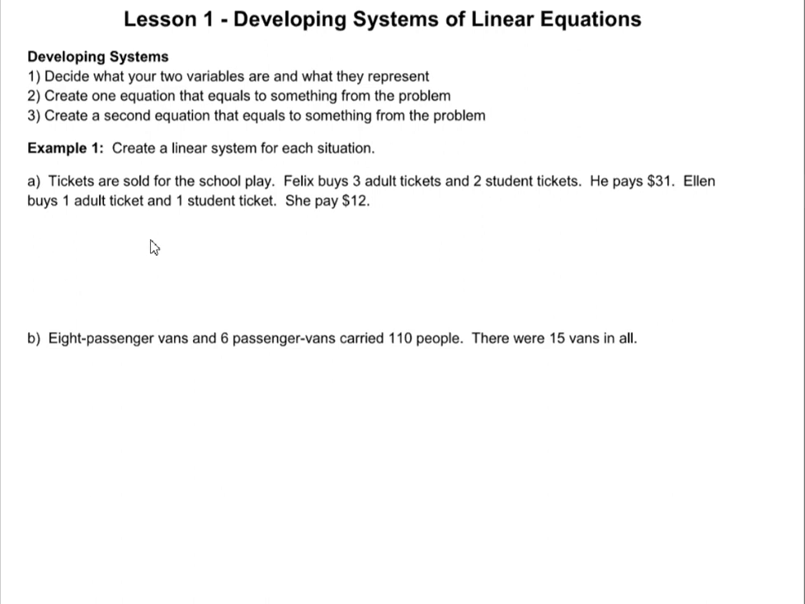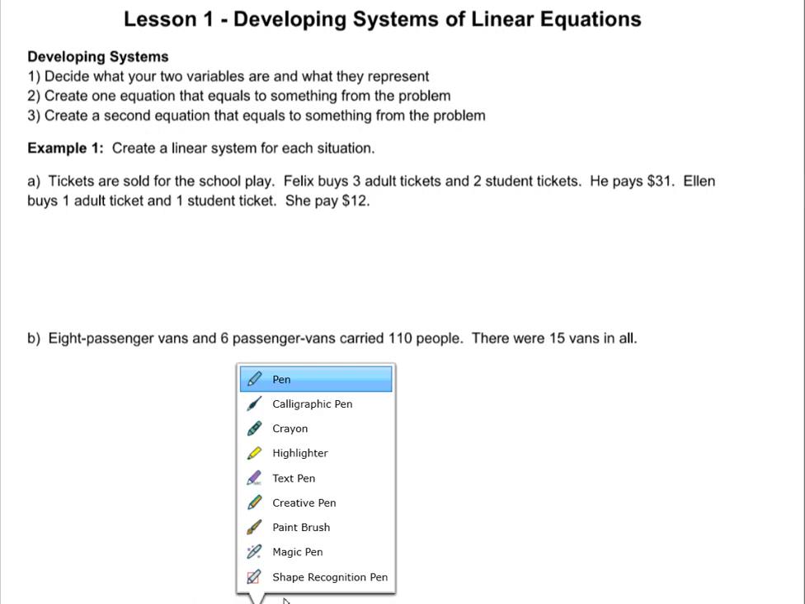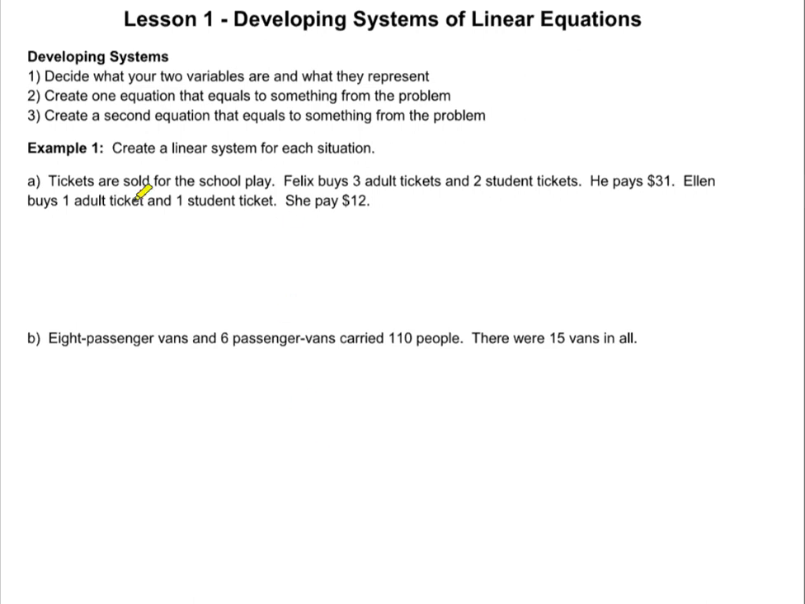So tickets are sold for a school play. Felix buys 3 adult tickets and 2 student tickets. He pays $31. Ellen buys 1 adult and 1 student. She pays $12. So we have two different equations going on here. The first one is the 3 adult tickets, the 2 student tickets, and the $31. Those all go together. The second one is 1 and 1, and $12. So those go together. Now we're going to have to write let statements.